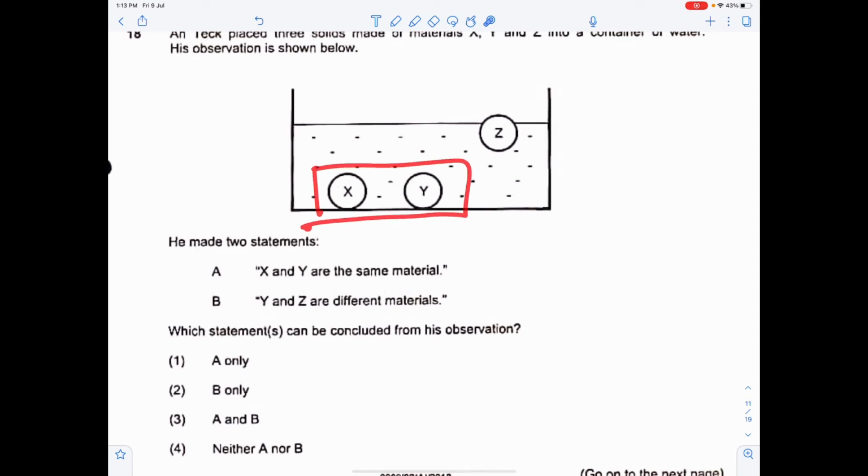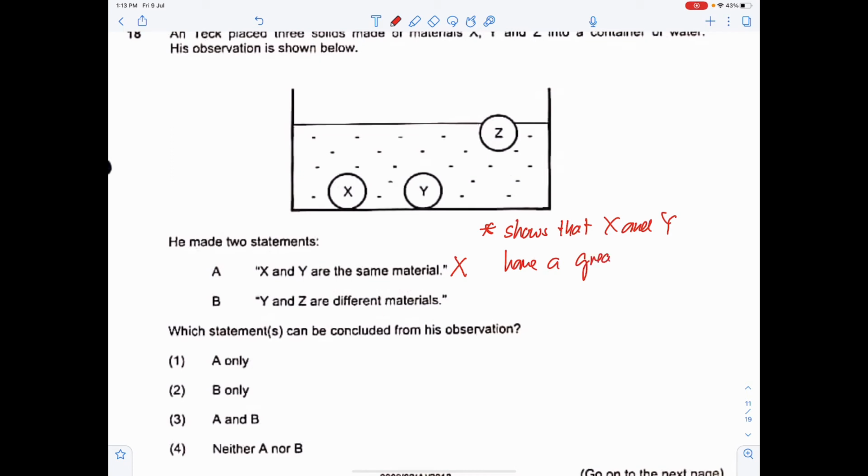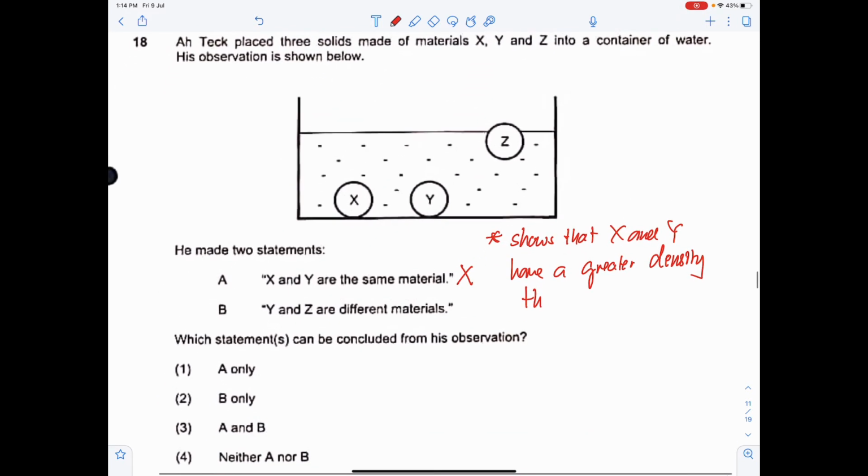This shows that X and Y both have a greater density than water. That's why they sink. Okay? So this is not true, because the experiment only shows that X and Y have a greater density than water, or than the liquid, correct? Yeah, than water. Okay, the question said water. So because it had a greater density, it sinks. So think about it in that sense.